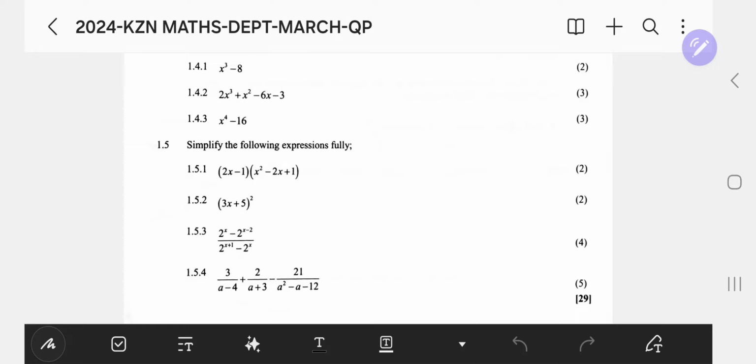Now we're on to 1.4.3, and we have x to the power 4 minus 16. X to the power 4 is a square number. It's made up of x squared times x squared. And 16 is a square number. It's made up of 4 times 4. So what we have here is difference of two squares.